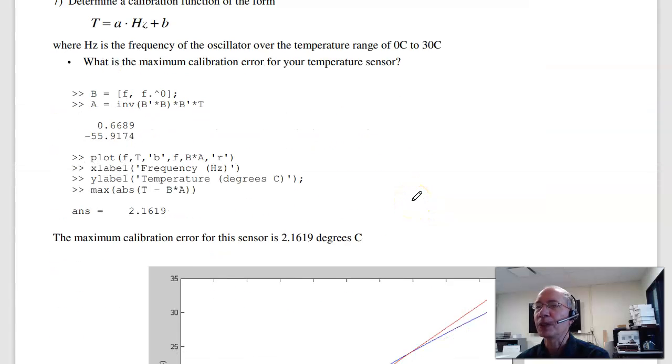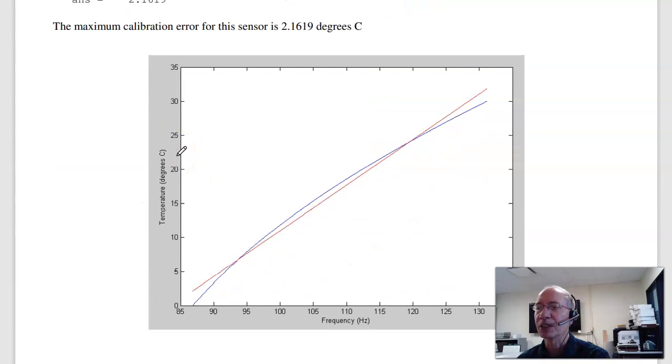Problem 7 is do a curve fit. If I can measure frequency, what's the temperature? If I choose a linear curve fit, my basis is now hertz and 1. Doing least squares, that's the weighting. 0.66 times hertz minus 55 is temperature. And that's the relationship. Here's my frequency. The red line is my straight line curve fit. The blue line is the actual temperature.